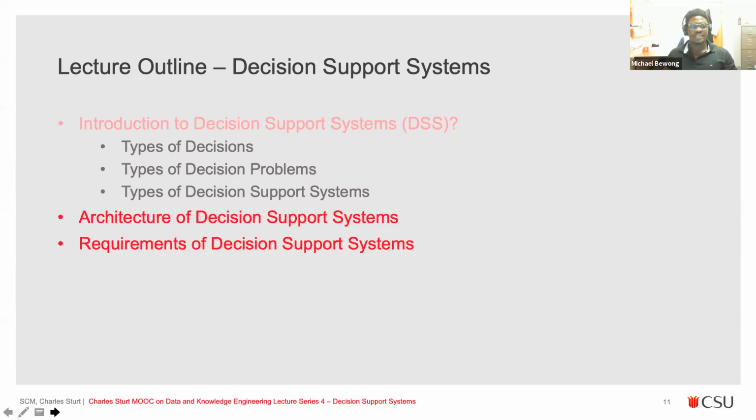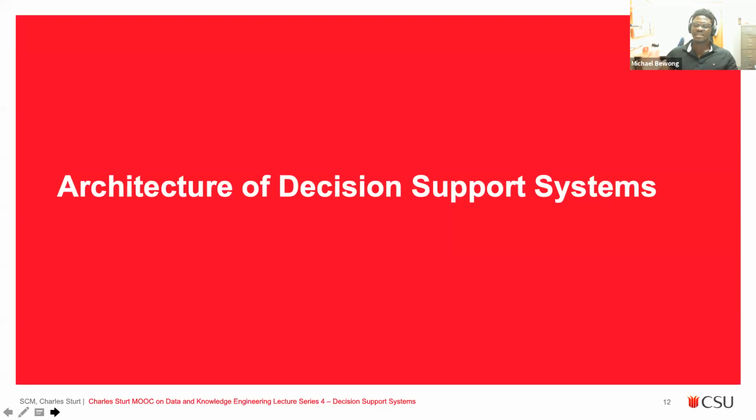So now we'll look at the architecture of decision support systems. What I'll do in looking at the architecture is present a case study, and then we'll look at the components that make up the architecture and link those components back to this case study and see how it reflects in reality.